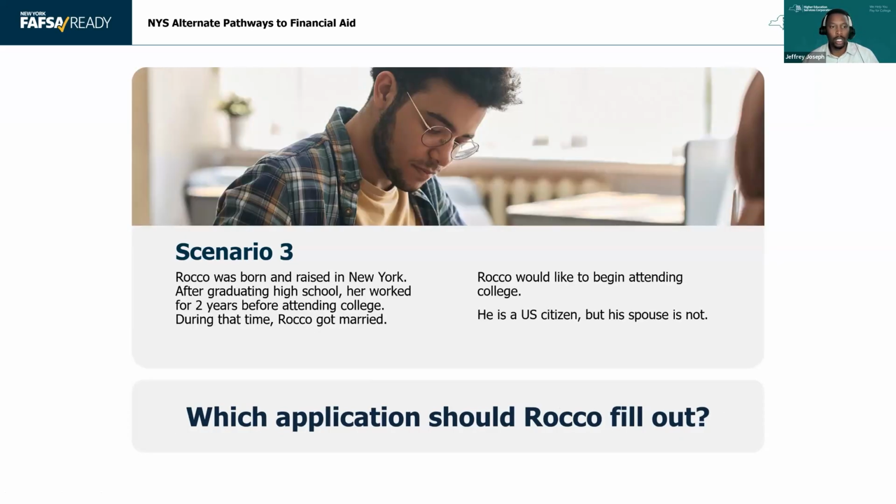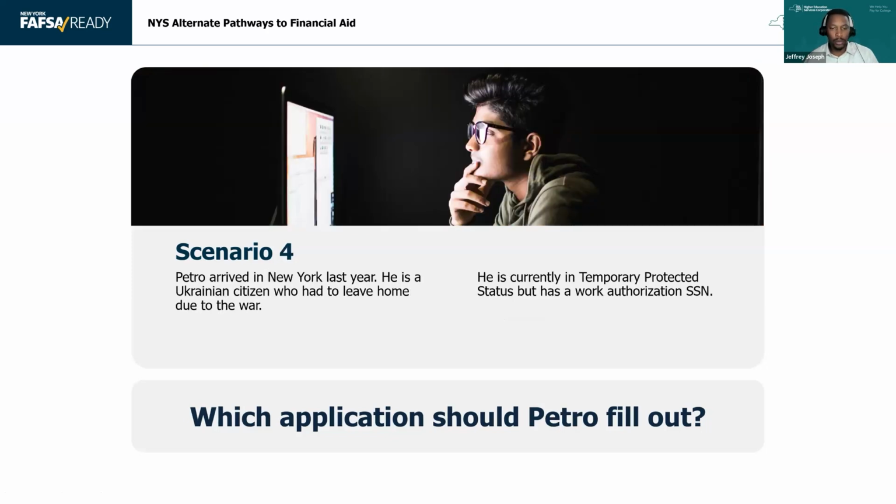Then we have Rocco. Rocco was born and raised in New York. After graduating high school, he worked for 2 years before attending college. During that time, Rocco got married. Rocco then began attending college. He is a U.S. citizen, but his spouse is not. All right, and our last scenario is Pietro. Pietro arrived in New York last year. He is a Ukrainian citizen who had to leave home due to the war. He is currently in temporary protected status, but has work authorization and an SSN. We're going to find out which application may be best for Pietro in this instance.